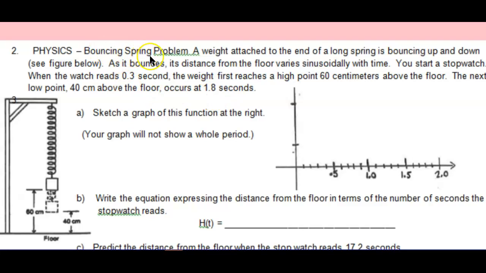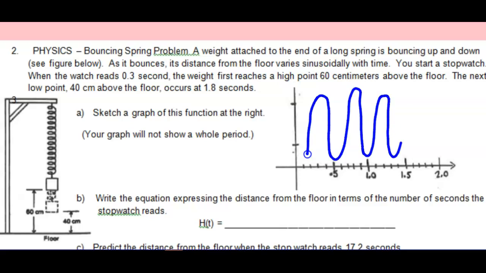This says, a bouncing spring problem. A weight is attached to the end of a long spring, and it's bouncing up and down. As it bounces, its distance from the floor varies sinusoidally with time. So I'm going to erase this in a second, but it starts bouncing and it goes up and it goes down, and up and down, and up and down, okay? So as time goes on to the right, the spring is not moving left and right, but as time goes on, its height can be measured sinusoidally.